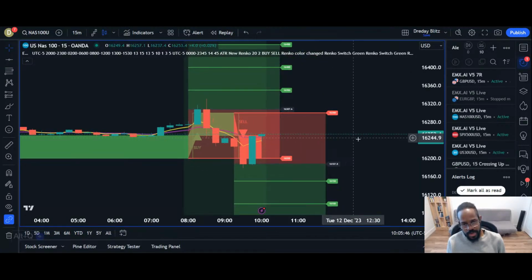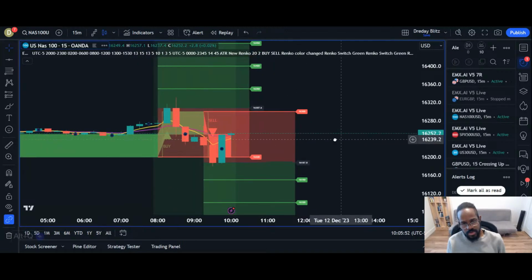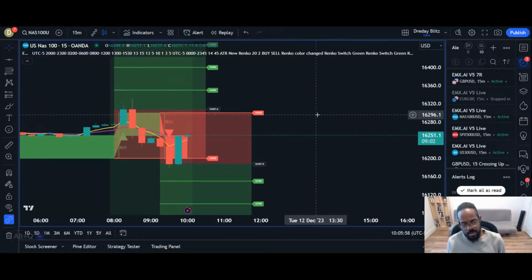So that's why I waited out. Usually I'm not taking those setups here at all because this is the news event. So I'm just waiting to see exactly when the market settles and then starts to move in one direction.